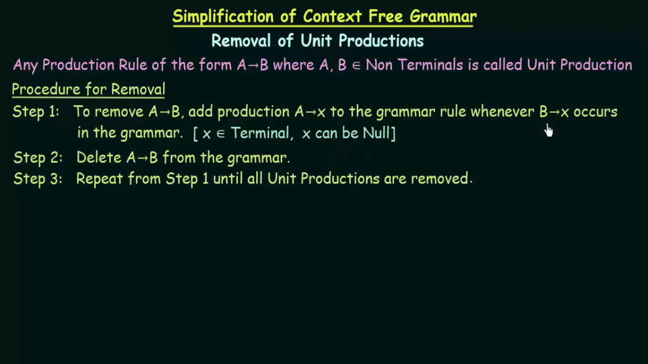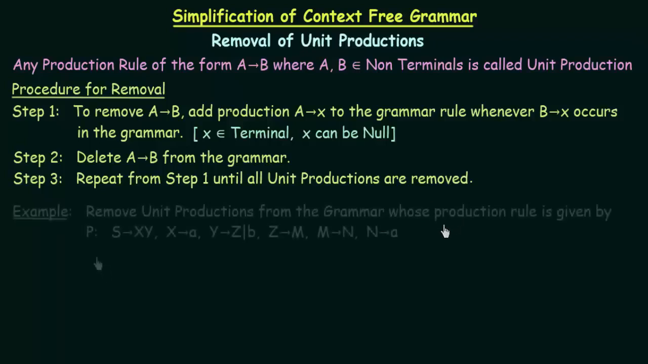Alright, so whenever we have B gives X, we can say A also gives X because A gives B. And after doing this, you can delete A gives B from the grammar. Then we can repeat from step 1 until all unit productions are removed. So those were the steps. It was simple and easy to understand, I guess. So let us take a simple example to understand this in a better way.